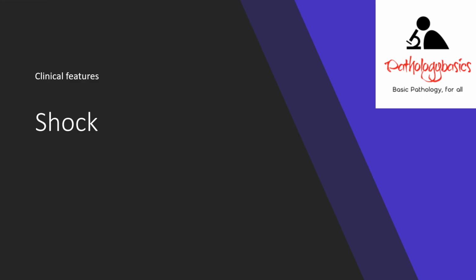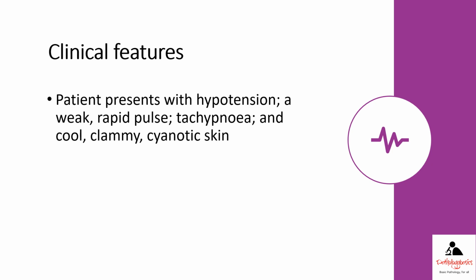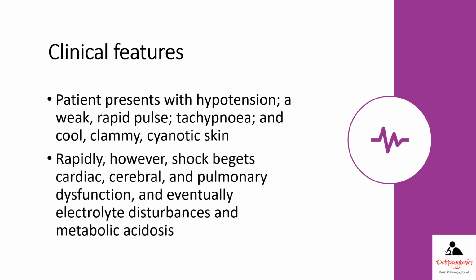Clinical features of shock. So the patient in shock will present with hypotension. If you check the pulse, it will be a weak, rapid pulse. The patient will be breathing fast, that is tachypnoea, and the skin will be cool and clammy. Also, cyanosis will be seen. However, rapidly the shock will change into cardiac, cerebral, and pulmonary dysfunction, that is, multi-organ failure happens, and eventually there are electrolyte disturbances, metabolic acidosis, and the patient lands into multi-organ failure.